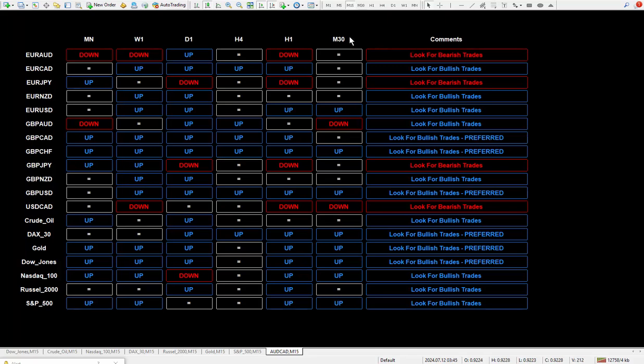Now, the daily trade plan analyzes from the monthly all the way down to the 30-minute. It does a lot of calculations. It's preset for day trading because I'm a day trader. And in the comments here, it'll either say look for bearish trades, bullish trades, and sometimes it'll just say waiting or not enough strength. But today is looking good for trading.